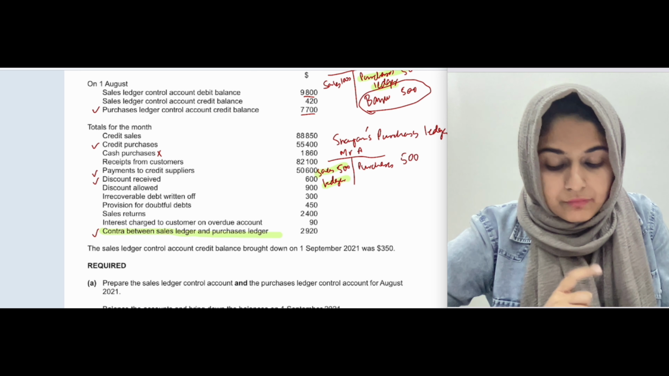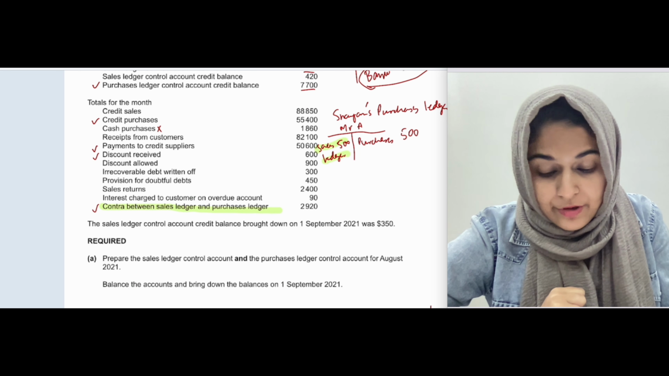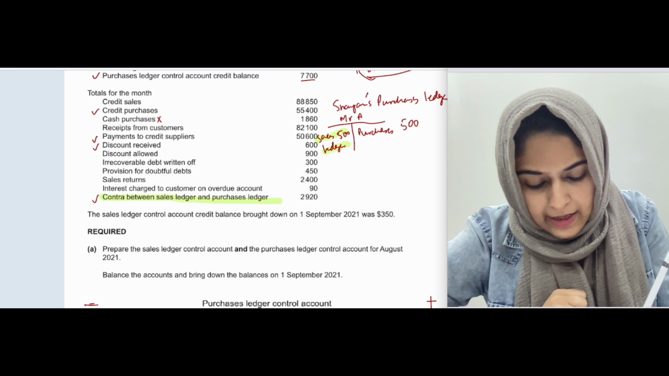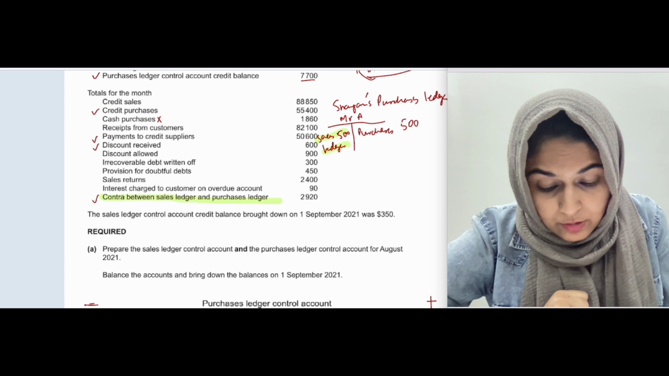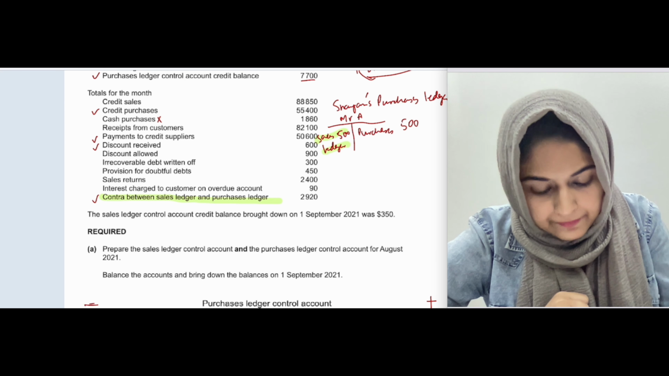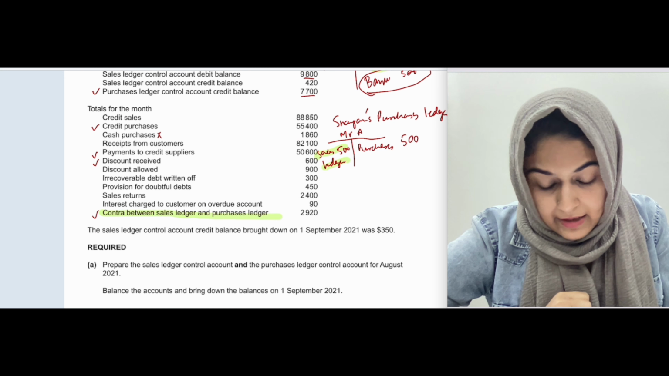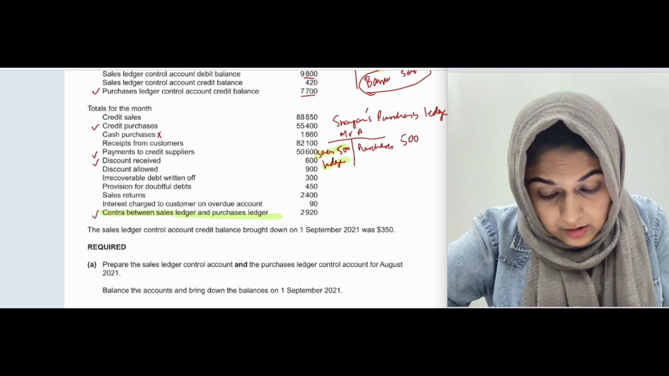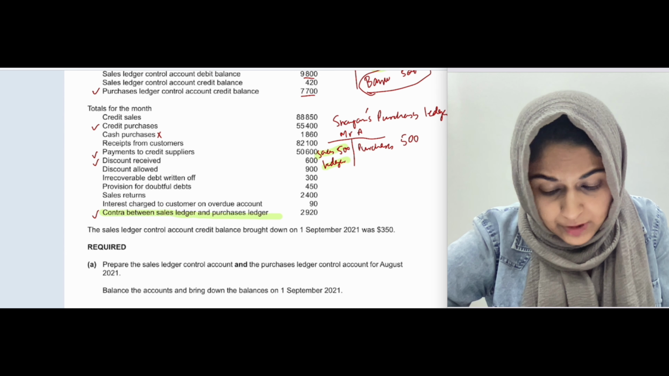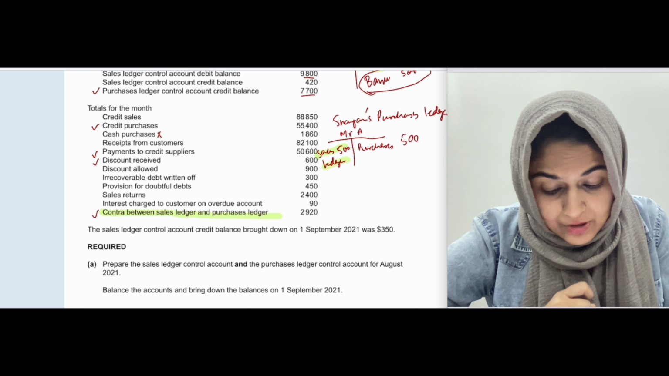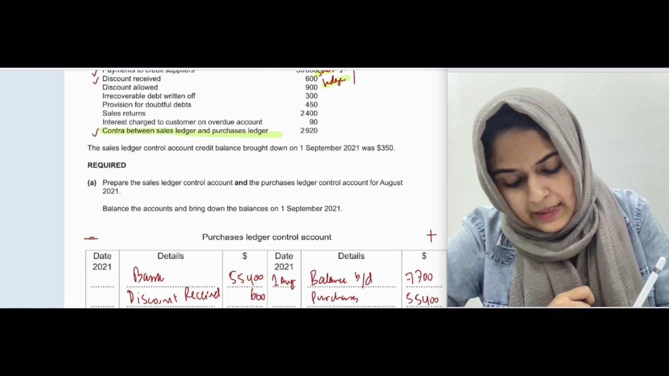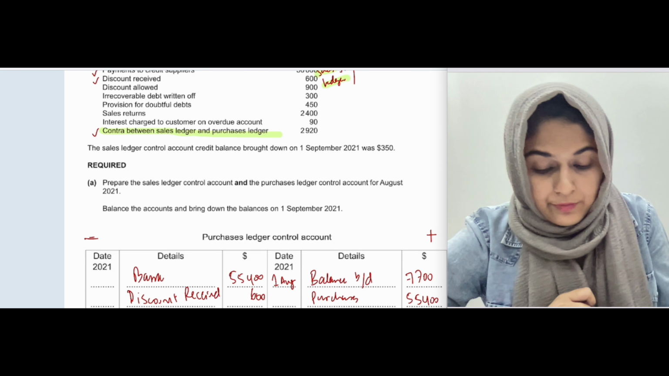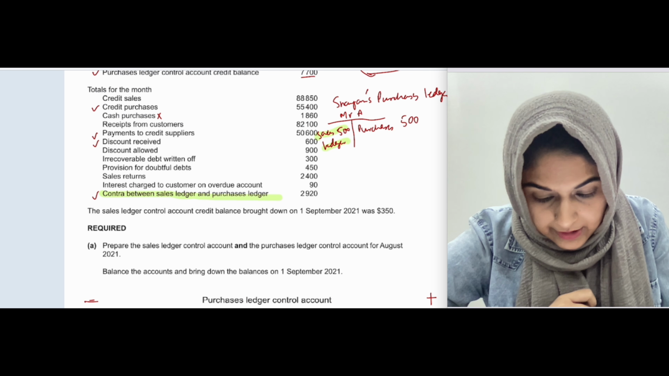And then notice here discount received. जब हम pay करते हैं obviously हमें discount देते हैं if we pay within the time that they specify. So discount received here is 600. Then we don't have purchases returns and we don't have any other information, so we have taken bank, we have taken discount received, and then contra. So contra यहाँ पे ले लेंगे, और यहाँ पे मैं लिख दूँगी 2920 and that's about it, क्योंकि ये इन्फॉर्मेशन है.